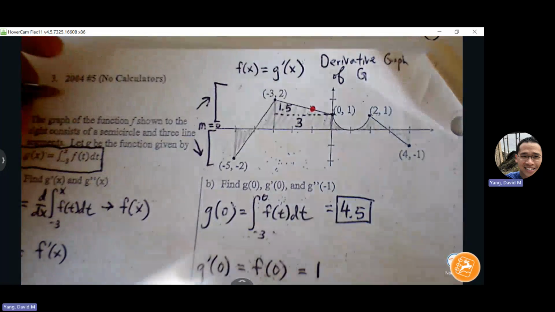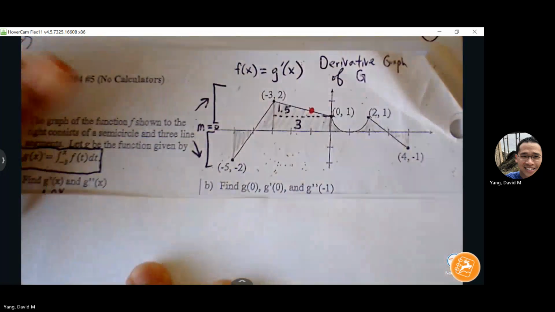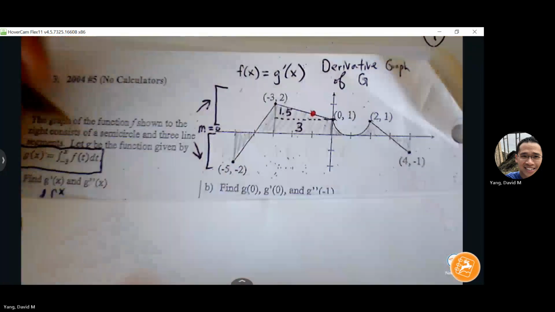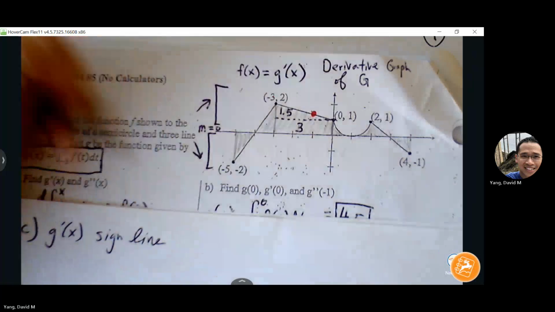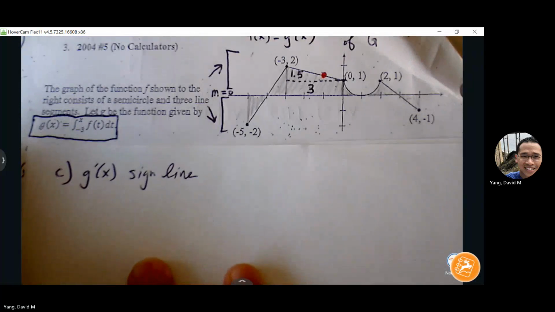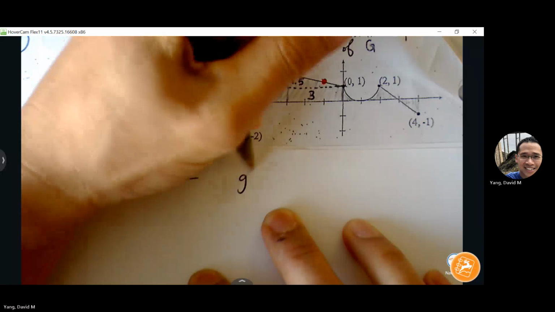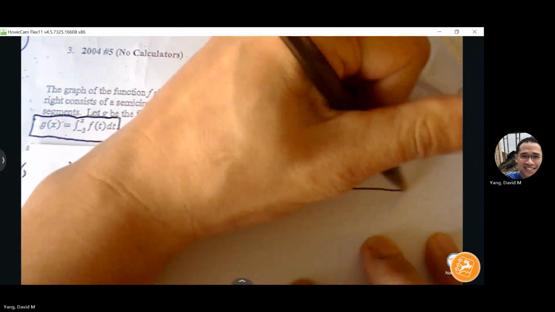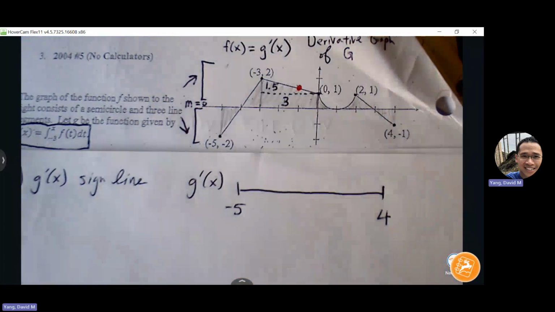Okay, so let's create our slope sign line based off of this. So here's part C. So here's my g prime sign line. All right, so we know that we're starting at -5, we're ending at 4. Okay, where are my critical points?